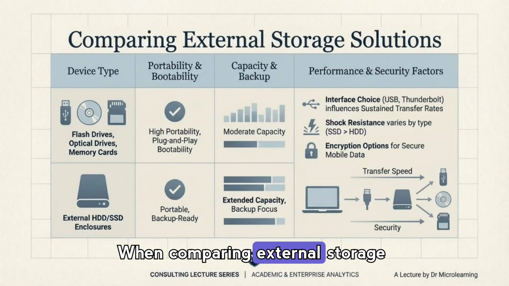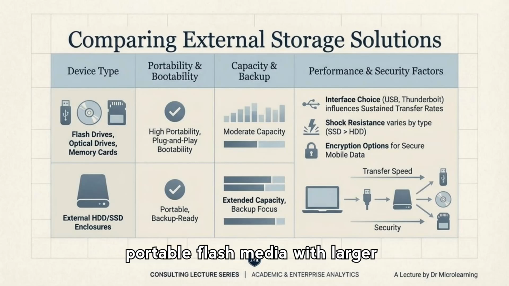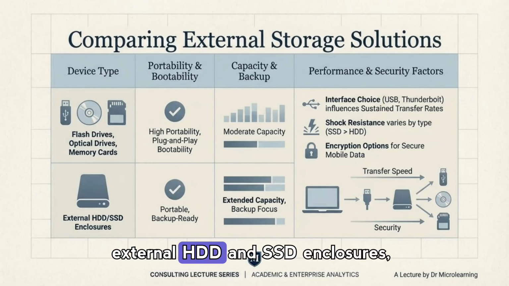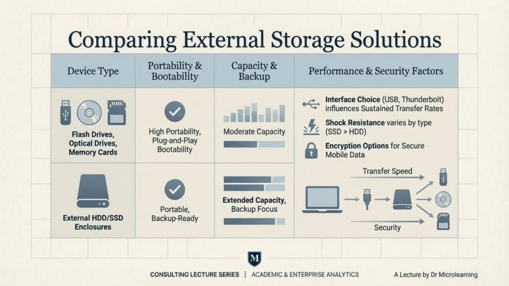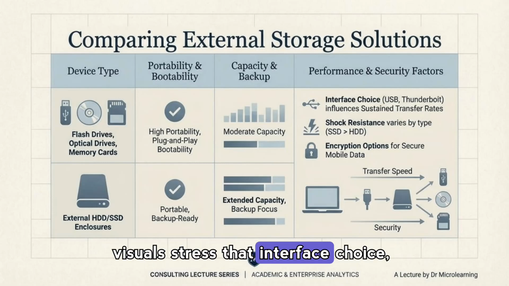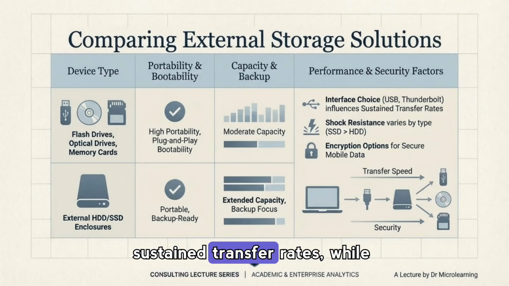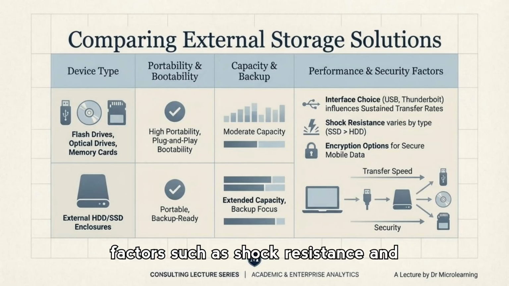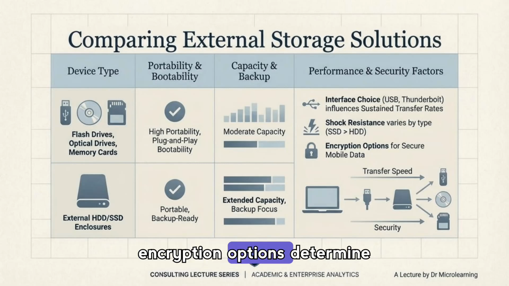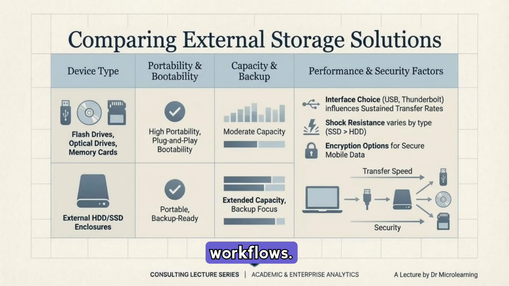When comparing external storage solutions, the slide contrasts small, portable flash media with larger external HDD and SSD enclosures, highlighting trade-offs in portability, capacity, and backup focus. The visuals stress that interface choice, like USB or Thunderbolt, impacts sustained transfer rates, while factors such as shock resistance and encryption options determine suitability for mobile or secure data workflows.